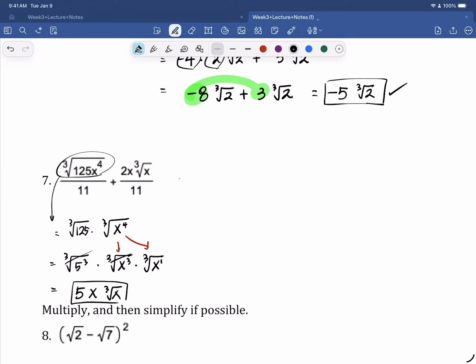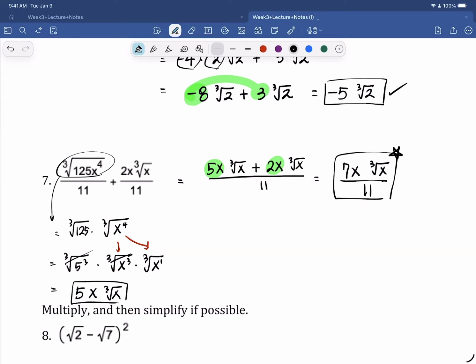Okay. So if I rewrite this, 5x and then the third root of x, plus 2x and then the third root of x, all over 11, because we have the same common denominator. And as you can see, these two are like terms because they have the same index and radicand. So 5x plus 2x is 7x. So 7x and then the third root of x, all over 11. Okay. So that's the final answer.